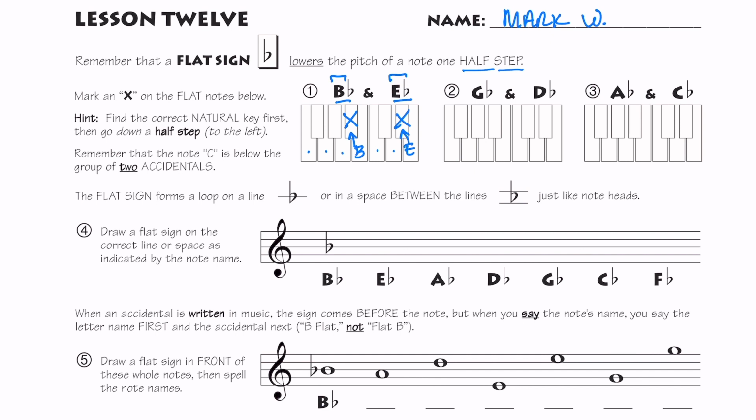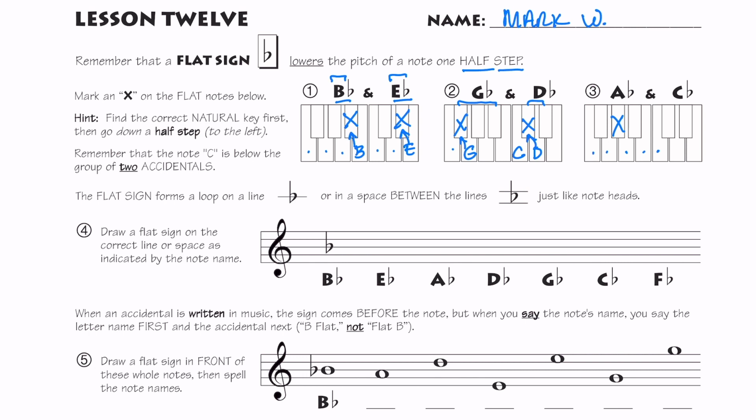Okay, number 2. So here's my F, because I have my 3 accidentals, my home key F. Here's my G. So G down a half step is G flat. Here's my C. Here's my D. Now, down a half step is D flat. Okay, you get the idea. F, G, A flat. B, C.